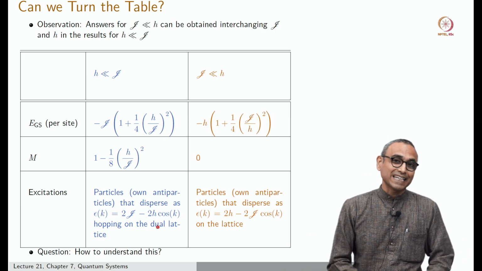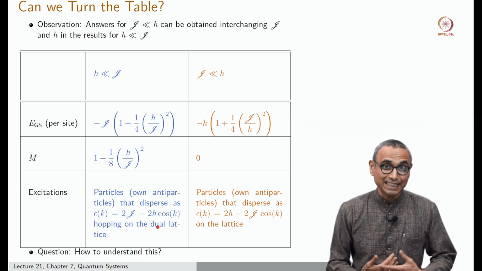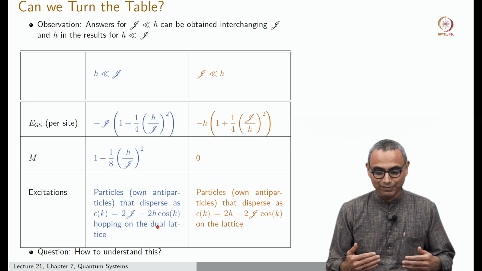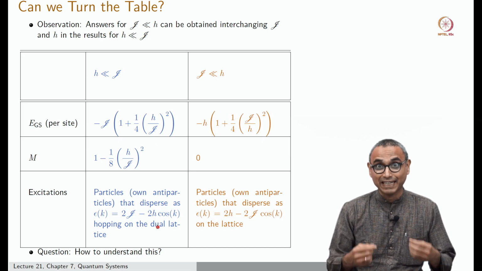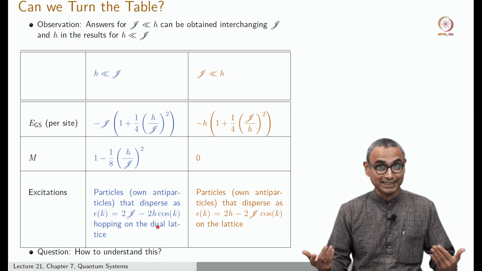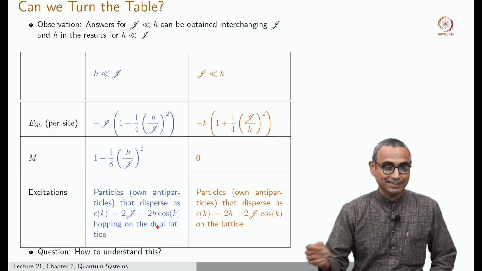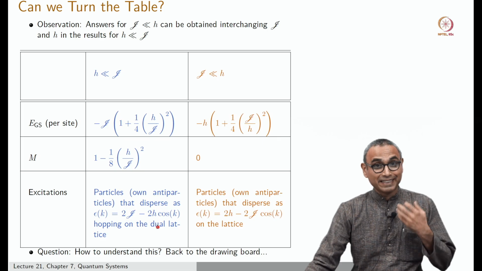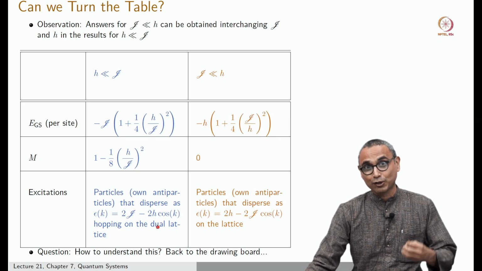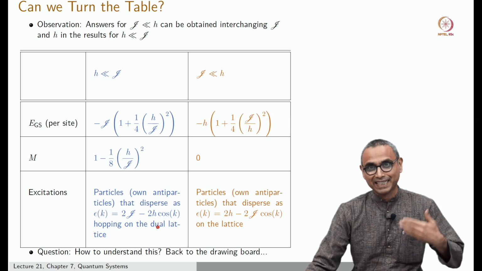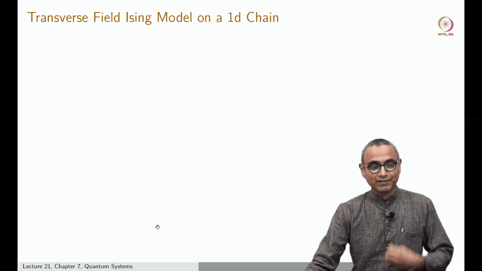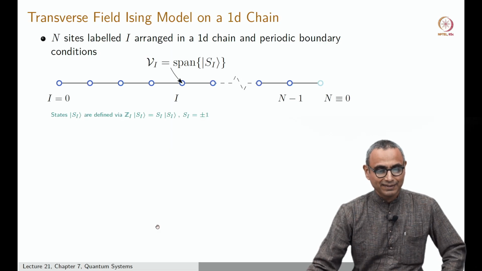So, how do we understand this, and how do we make sense of something like this? And in fact, we can go a step further. If we make sense out of this, can we use the insights we gain to say something interesting that we cannot otherwise? To do this, we have to go back to the drawing board, so to speak. We have to go back to the transverse field Ising model and look at it, the way we constructed it and the operators, etc., more carefully.